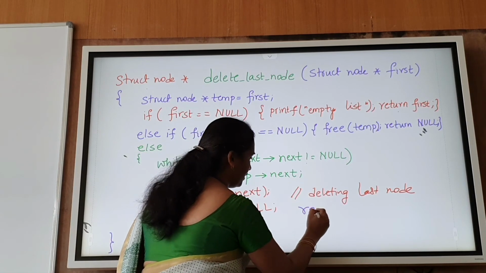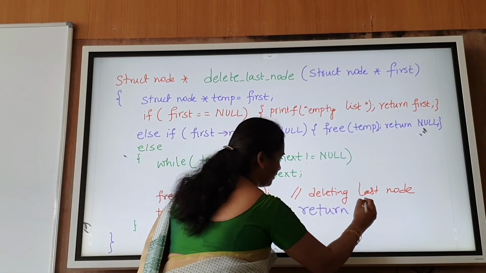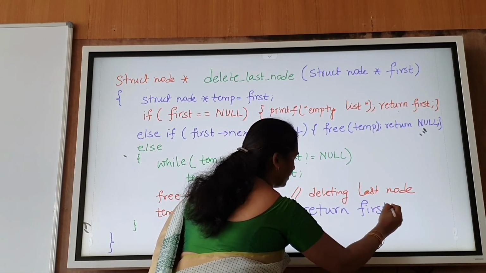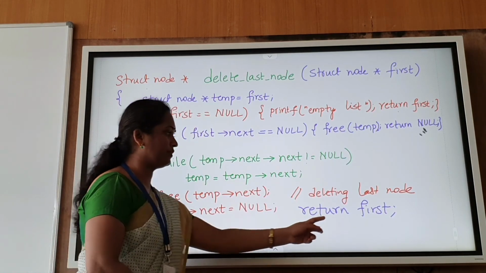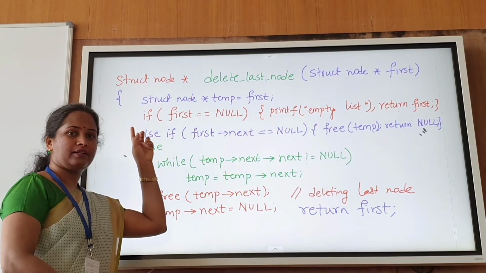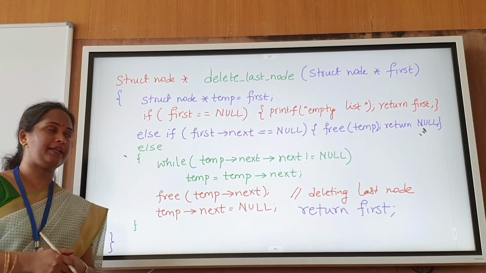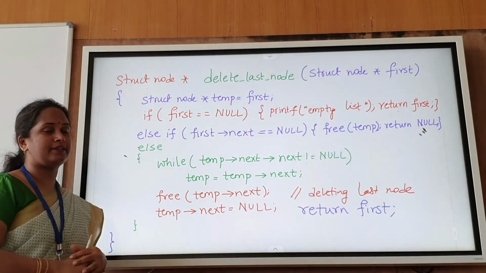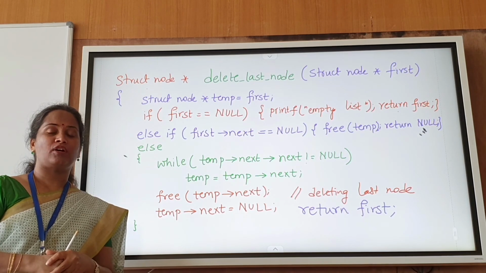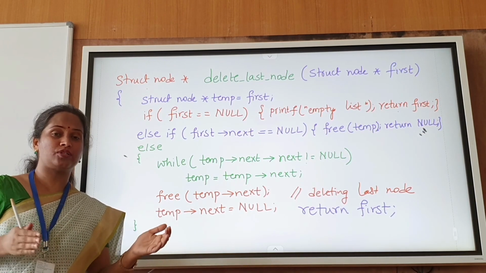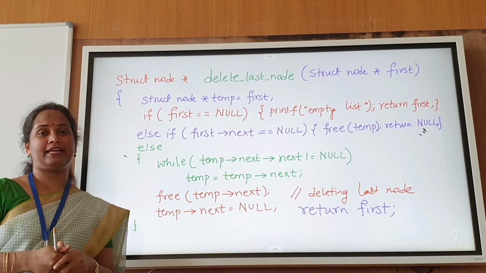So I will say return first here, so that in all cases the calling function knows if there's a change in the first, right? And this gets us to the end of understanding the logic of how do I delete the last node in any given single list.